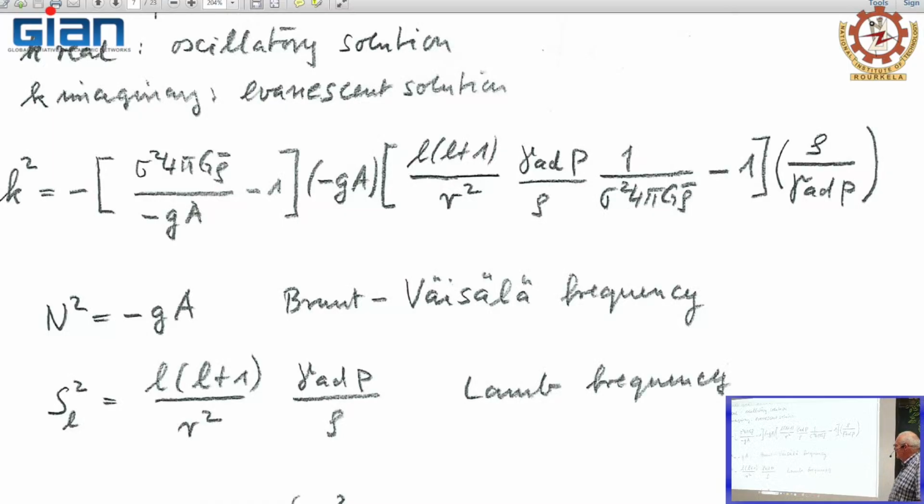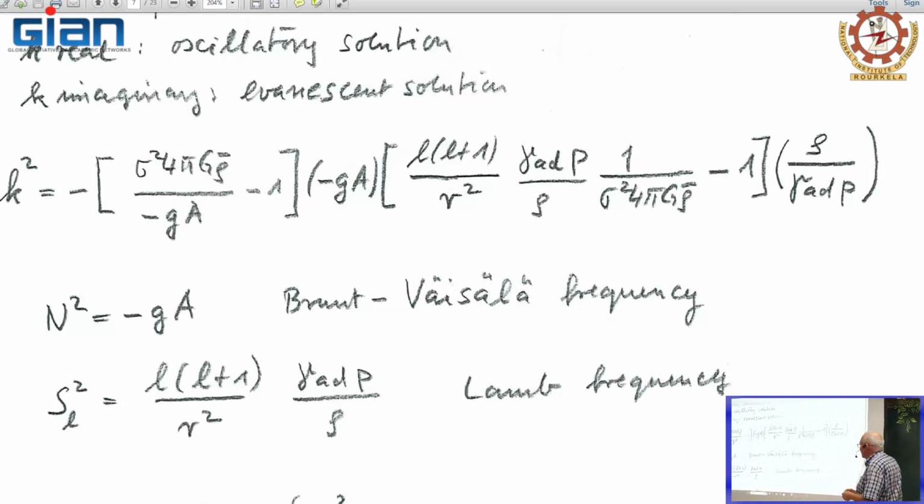Okay. So this is a new frequency appearing here, the Brunt-Väisälä frequency, and the second quantity which appears here, which also has the dimension of a frequency, is the so-called Lamb frequency. It's gamma adiabatic times P over rho. We know this guy already. This is the sound speed squared. Sound speed squared divided by radius squared is a frequency squared times L times L plus 1. This is called the so-called Lamb frequency.